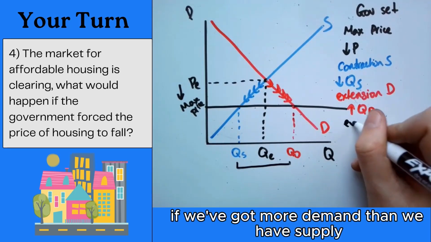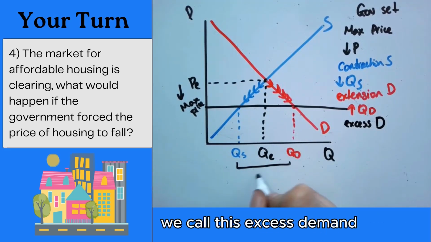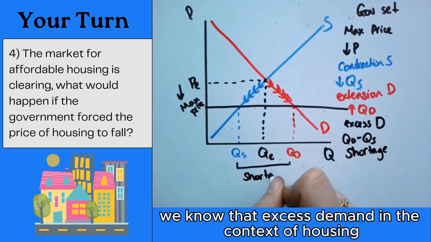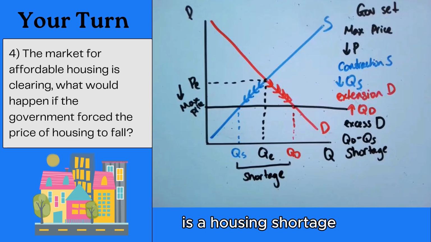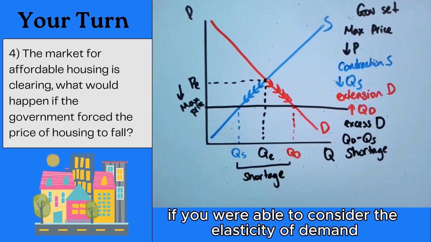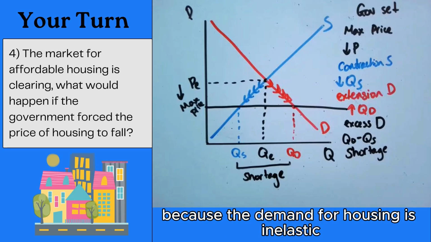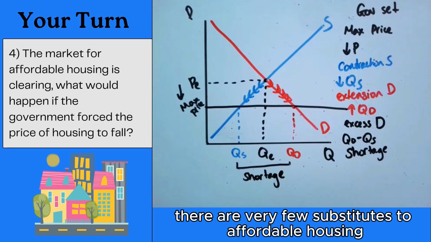If we've got more demand than we have supply, we call this excess demand. But really, we know that excess demand in the context of housing is a housing shortage. And in addition to this, if you were able to consider the elasticity of demand, you should have drawn it as relatively steep because the demand for housing is inelastic. There are very few substitutes to affordable housing.